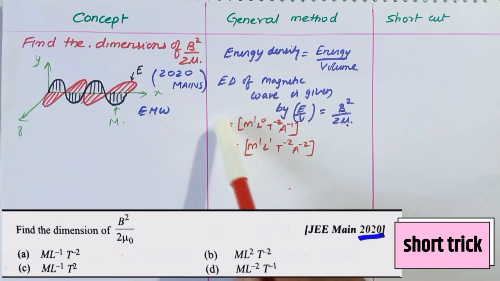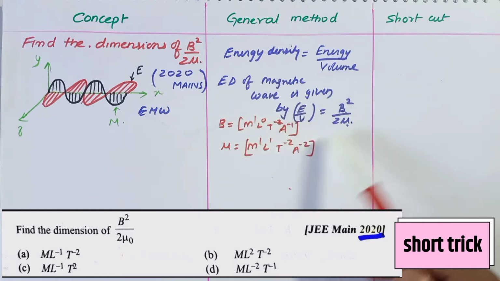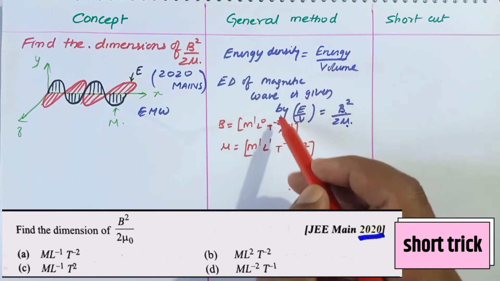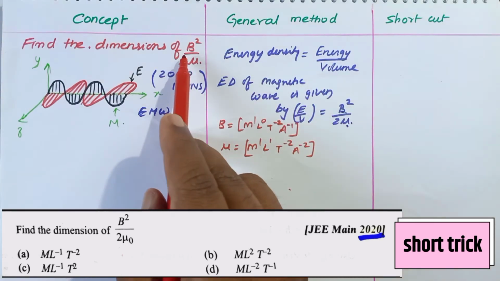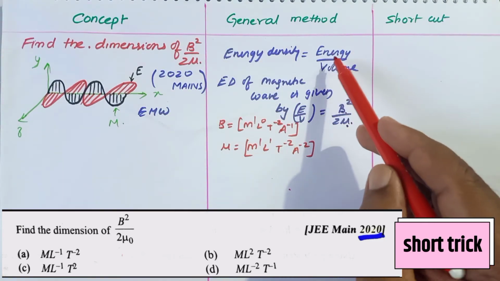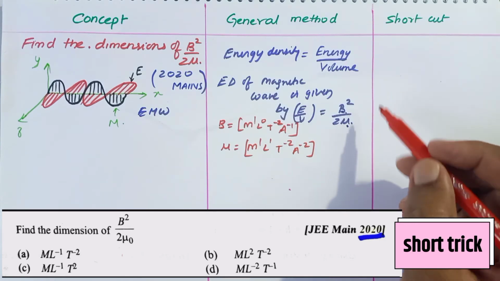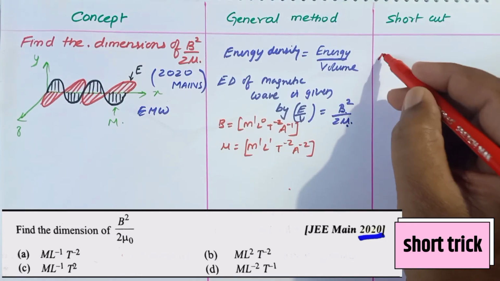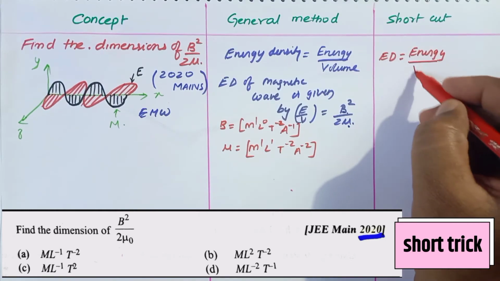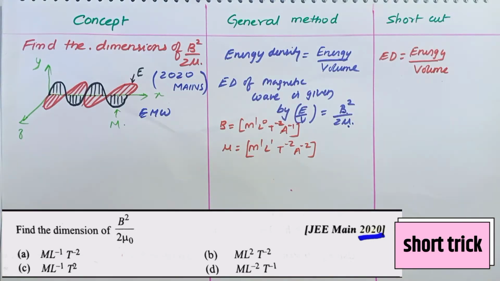But squaring B and dividing with mu, this process becomes a general method which is very difficult because you have to remember these dimensional formulas. Then what is another alternative shortcut method here? Instead of considering energy density like B square by 2 mu, this is the formula for energy density as I have informed you before. But instead of writing like this, can't you take energy by volume? It's very simple to do that. Then what you need to do here is energy density can be taken as energy divided by volume. So if you do like this, then it becomes very easy to solve the problem here.